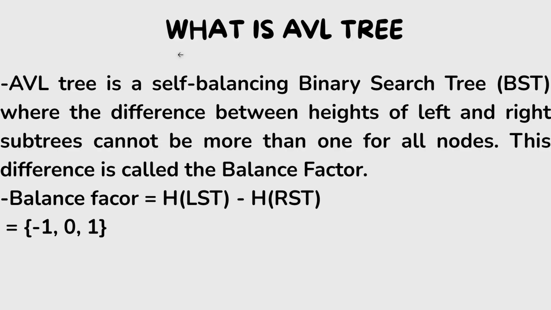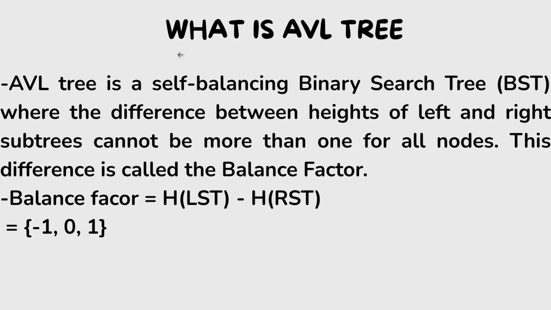So the balance factor. The AVL tree uses something called the balance factor. The balance factor is computed using the formula: balance factor equals the height of the left subtree minus the height of the right subtree. The allowed values for the balance factor are only negative 1, 0, or 1. And if the balance factor goes beyond this range, the tree performs rotations to restore balance.